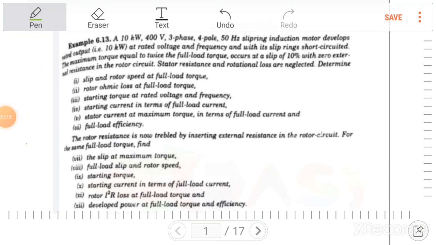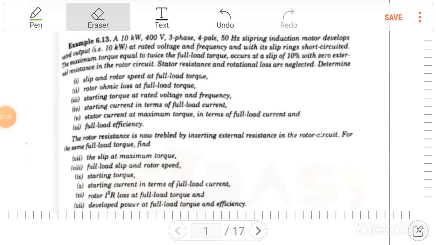It is given a 10 kilowatt, 400 volt, 3 phase, 4 pole, 50 Hz slip ring induction motor develops rated output. Rated output is 10 kilowatt, given at rated voltage and frequency, and with its slip rings short circuited. The maximum torque equal to twice the full load torque occurs at slip of 10%. So maximum torque occurs at 10% of slip with zero external resistance in the rotor circuit. Stator resistance and rotational loads are neglected, and then we have to determine these things.